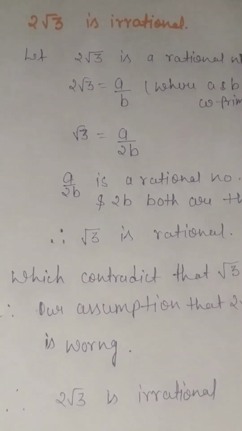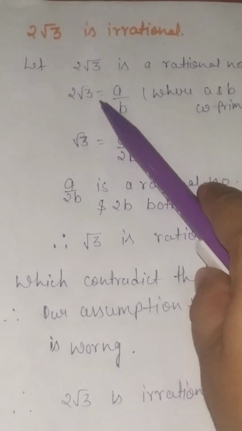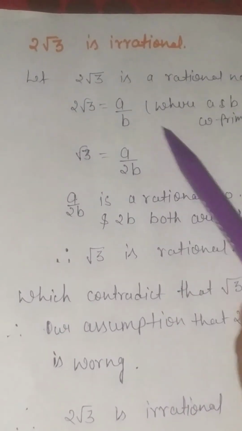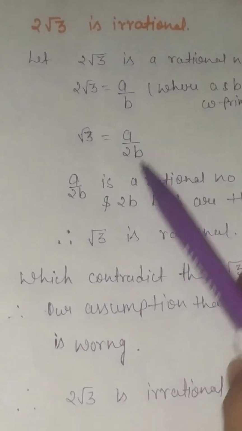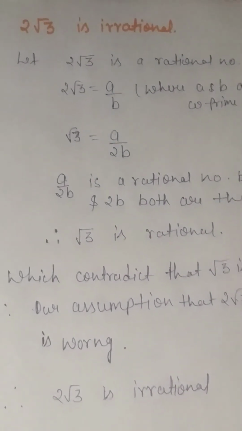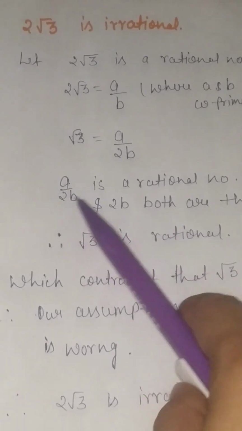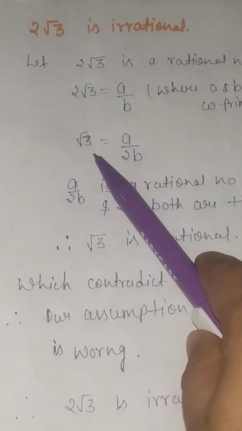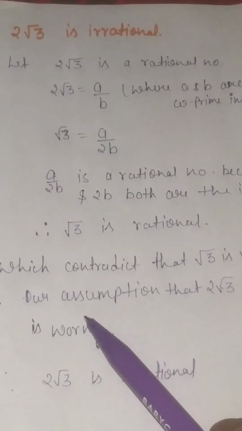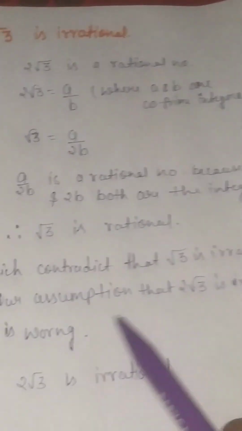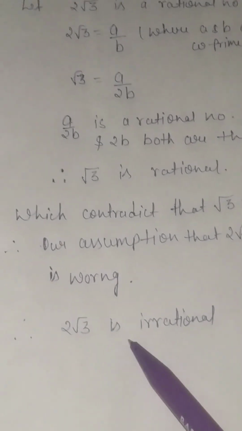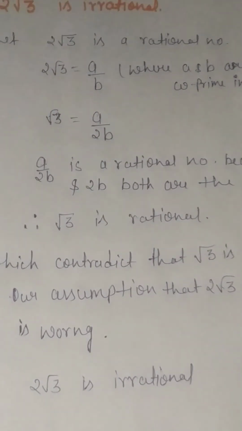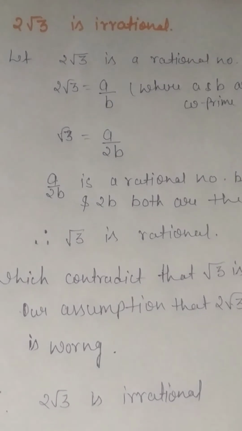Let's take another example: 2 root 3 is irrational. The same procedure. Assume 2 root 3 is a rational number. 2 root 3 is equal to a upon b. 2 is a common divisor, so root 3 is equal to a upon 2b, a rational number. A and b both are integers, so we can say that it is a rational number. But root 3 is irrational, which contradicts our assumption. So our assumption that 2 root 3 is rational is wrong, so we can say that 2 root 3 is irrational.